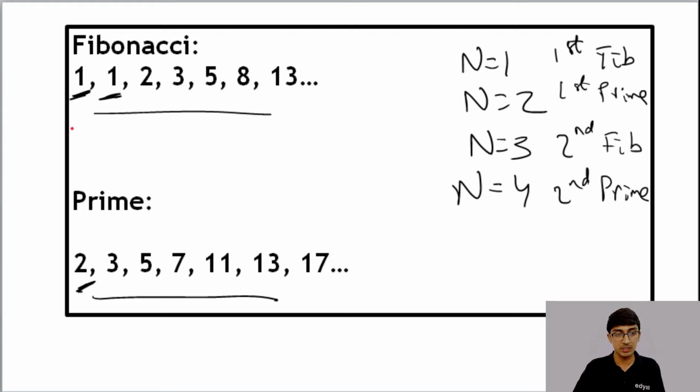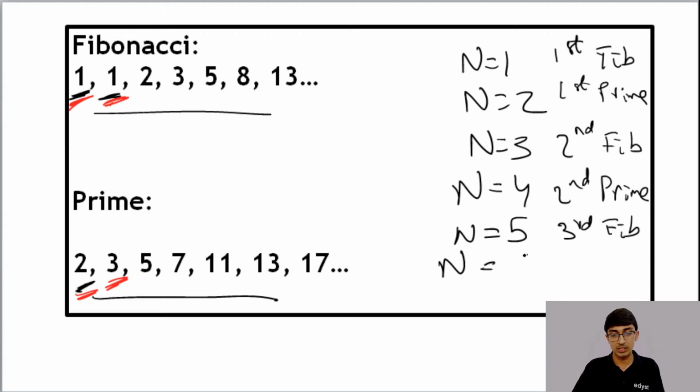It starts here. The first number will be the first Fibonacci number. The second number will be the first prime number. The third number will be the second Fibonacci number. The fourth number will be the second prime number. Then let's keep going on. We will see a pattern coming here. N is equal to 5, we print the third Fibonacci. Then n is equal to 6, we print the third prime. So do you see a pattern emerging?